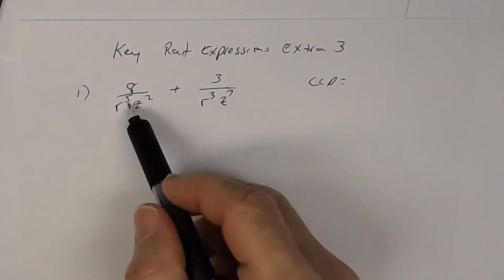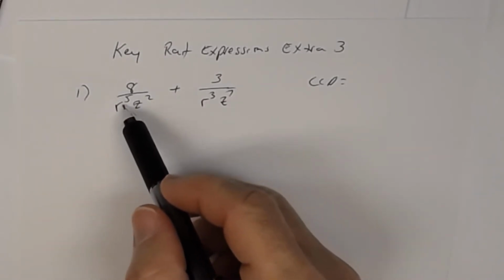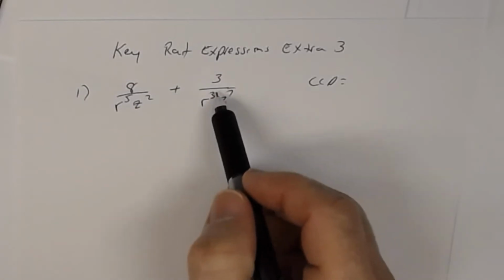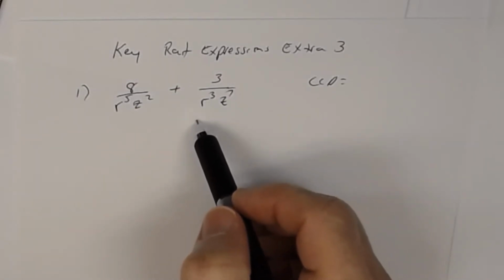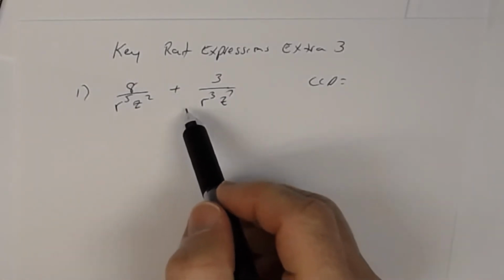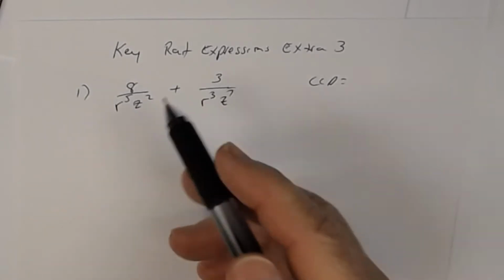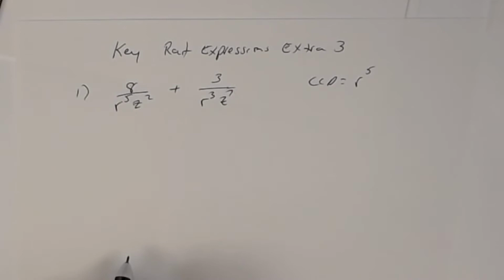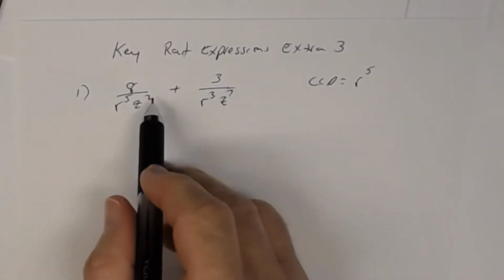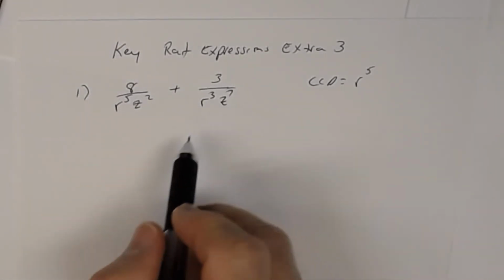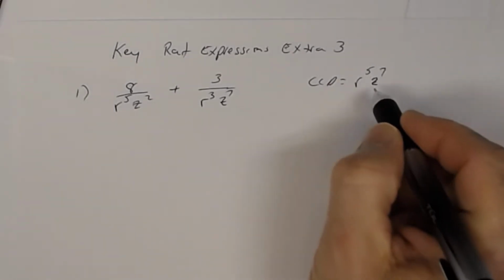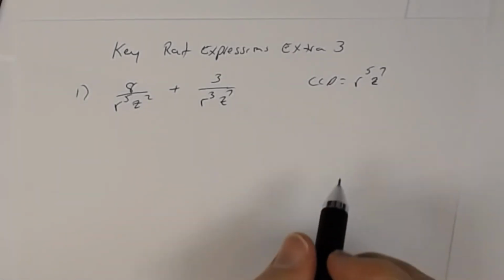You notice that in this denominator there are 5 factors of r. In here there are 3 factors of r. So you're going to use the one with the most number of factors. You're going to need 5 of them. So I'm going to have r to the 5th as part of my LCD. Then you notice that you have 2 factors of z, 7 factors of z, so I need 7 of them. So that's your least common denominator.